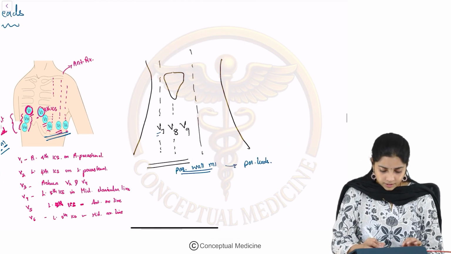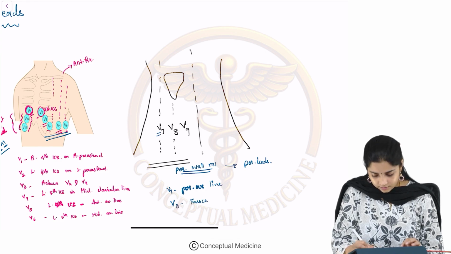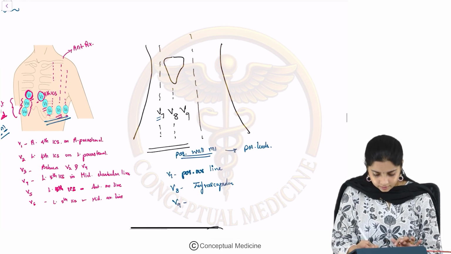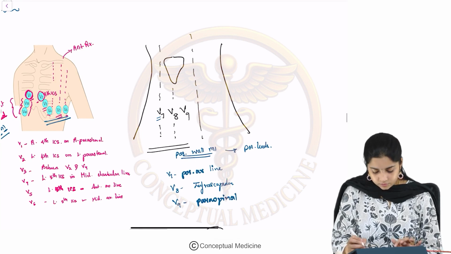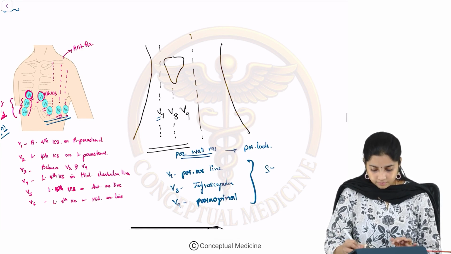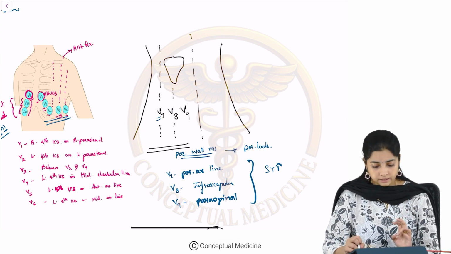Okay. How are these posterior leads constructed? So, we have V7 in the posterior axillary line. Then we have V8 just below the scapula, infrascapular, and we have V9 in the paraspinal region. Okay. So, if there is ST segment elevation in V7, V8, V9, it is your posterior wall.